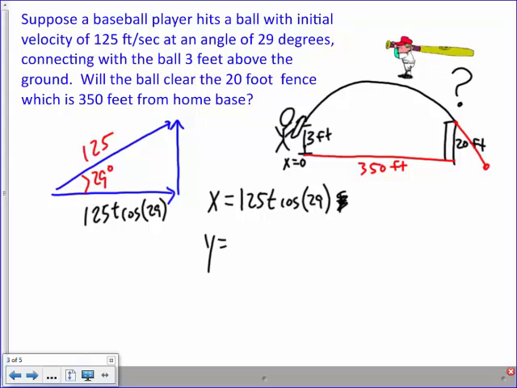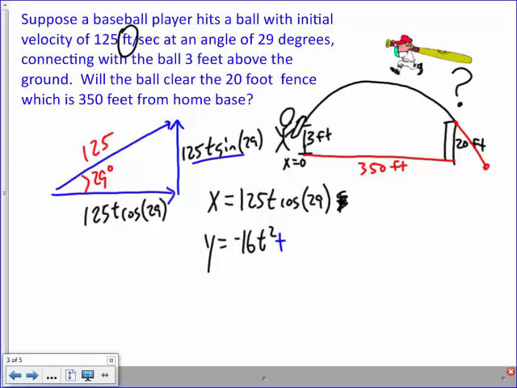What about the y? Well, we consider our gravity. It's in feet, so now we're using negative 16, right? Because gravity is negative 32, we cut it in half, so negative 16t squared. And then we put our vertical component, velocity times time times the sine of 29. So that piece will go right here, 125t times the sine of 29. And it's at an initial height of 3 feet off the ground.